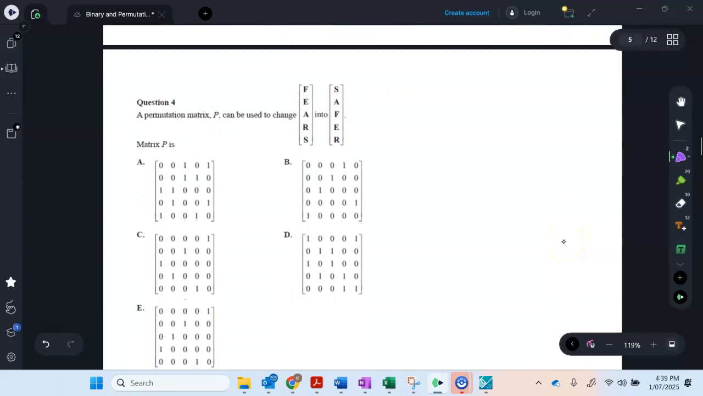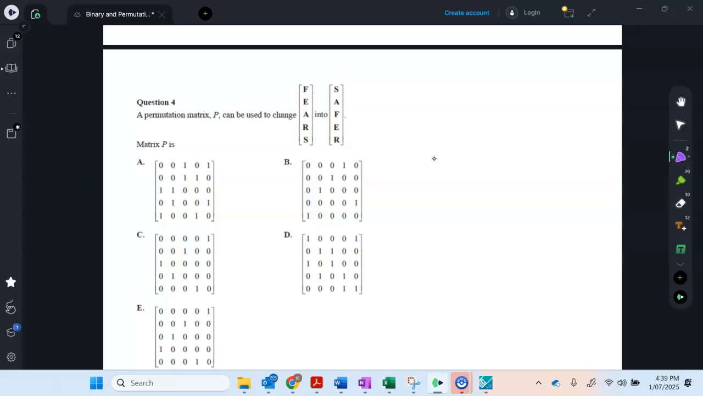All right, so let's have a look at some past exam questions. A permutation matrix P can be used to change fears into safer. Now, things I would look at when doing this question, because you could do it on your calculator as long as the letters all go in. If not, you can use numbers 1, 2, 3, 4, 5.